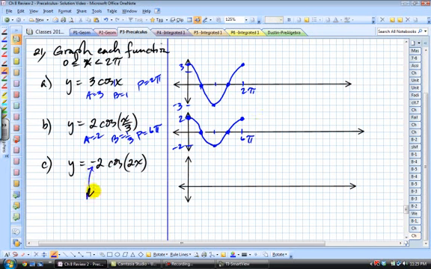Okay? Here you have a reflection again. Here B is 2. That means P is equal to 2 pi divided by 2, or pi. So 1, 2, 3, 4. Place pi there. And then amplitude is 2. Negative 2, positive 2. But now you're starting here.